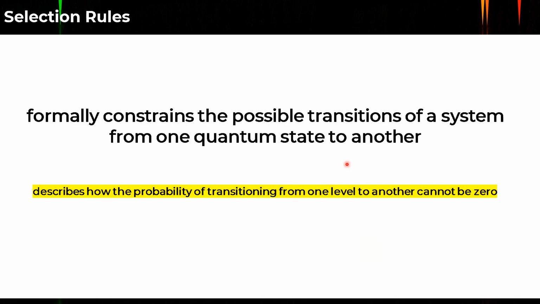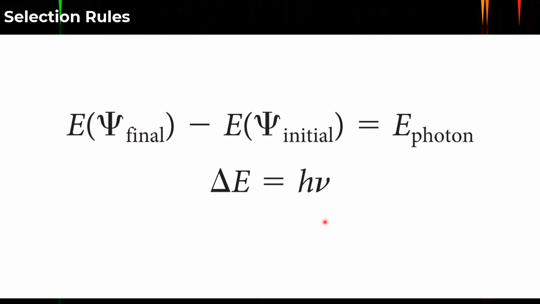In spectroscopy, an atomic or molecular system having a certain wave function and energy either absorbs or emits energy, usually in the form of light, and in doing so, it becomes described by a different wave function and energy. The selection rule formally constrains the possible transitions of a system from one quantum state to another, in which it describes how the probability of transitioning from one level to another cannot be zero. The law of conservation of energy requires that the light, that usually comes in the form of a single photon, have the same energy as the difference in the energy of the initial and the final states.